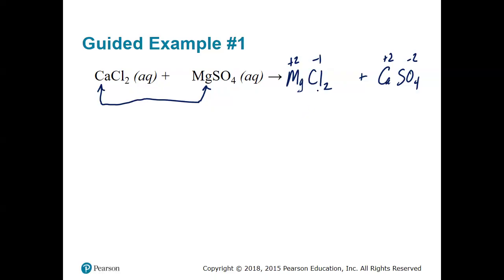Now we evaluate solubility. For magnesium chloride, the rule is that chlorides are usually soluble. The only exceptions are the Merles chlorides: mercury, lead, silver. Magnesium is not one of those exceptions. It's not mercury, it's not lead, it's not silver. This is soluble. Since it's soluble, it's going to be aqueous.